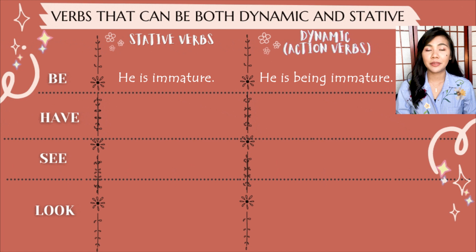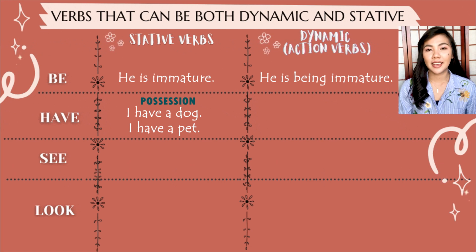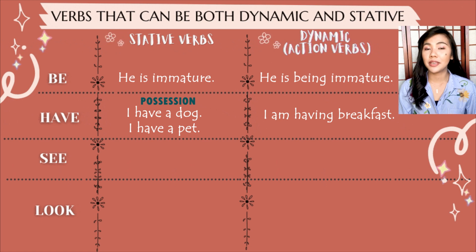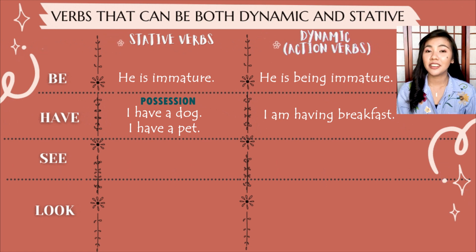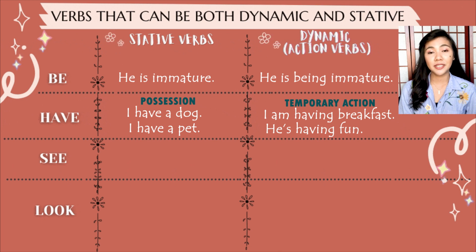Second, the verb have. In stative, it means possession. Like I have a dog. I have a pet. When you're using it as an action verb, we say, I'm having breakfast, which means I am eating breakfast now. So the meaning here is different, and it's a temporary action. Another example, he's having fun. This means he's experiencing fun.